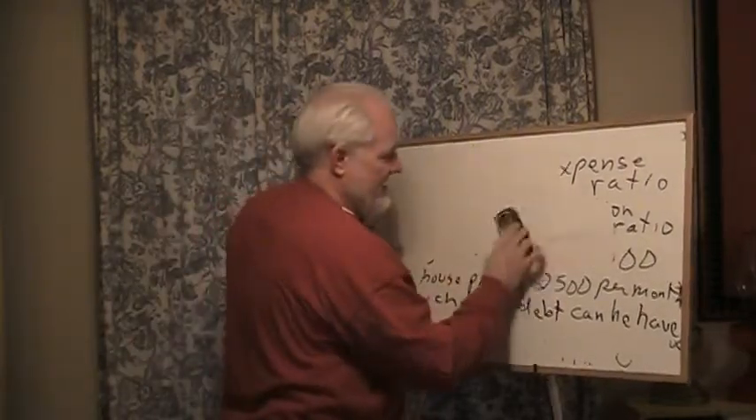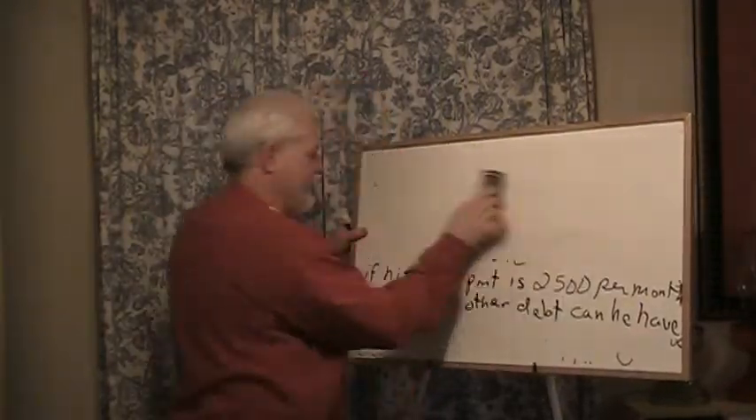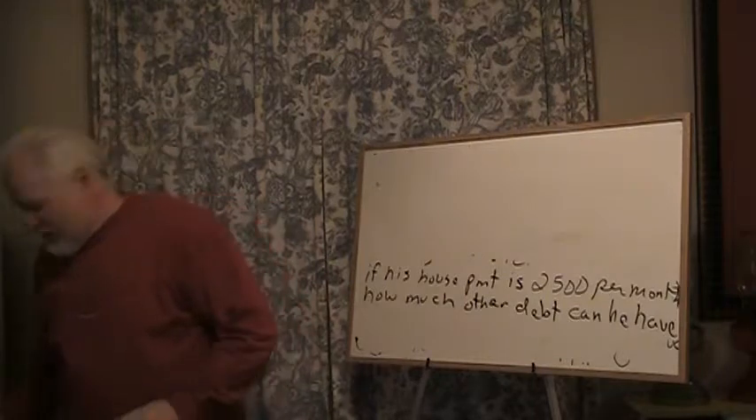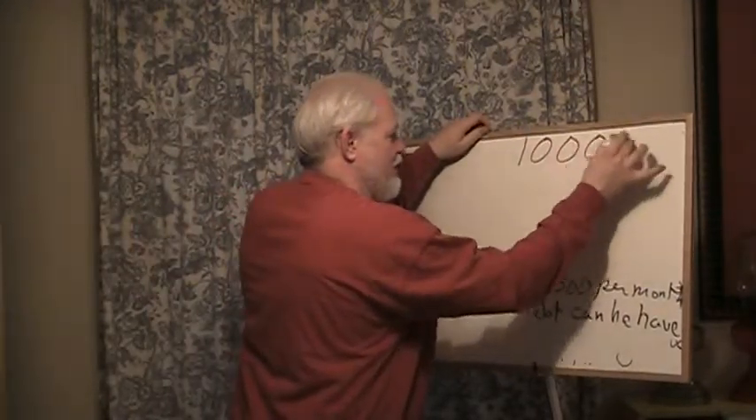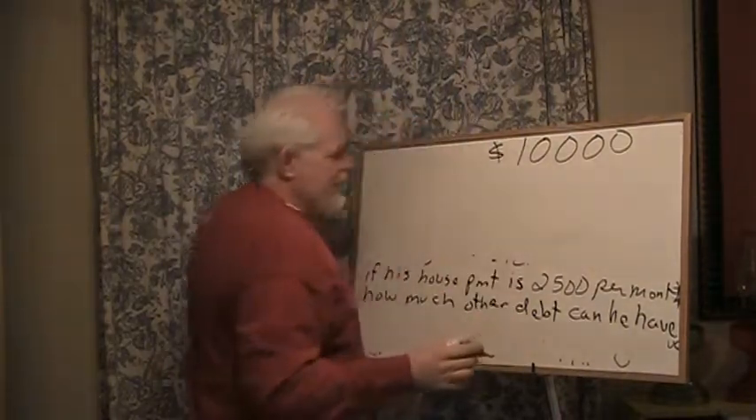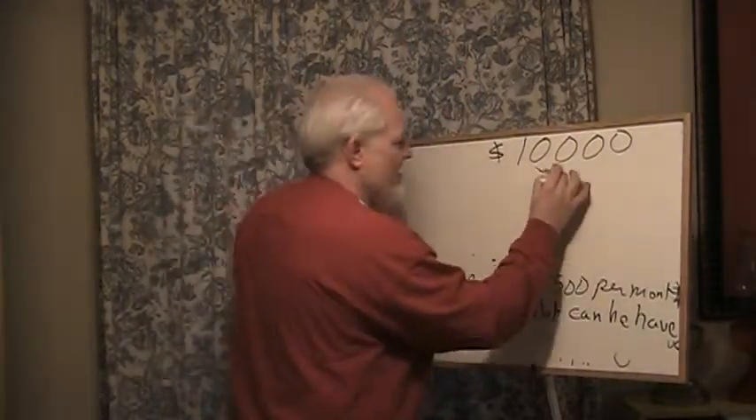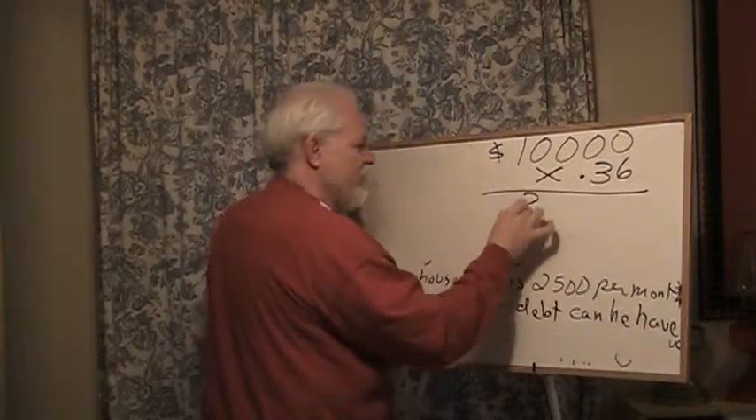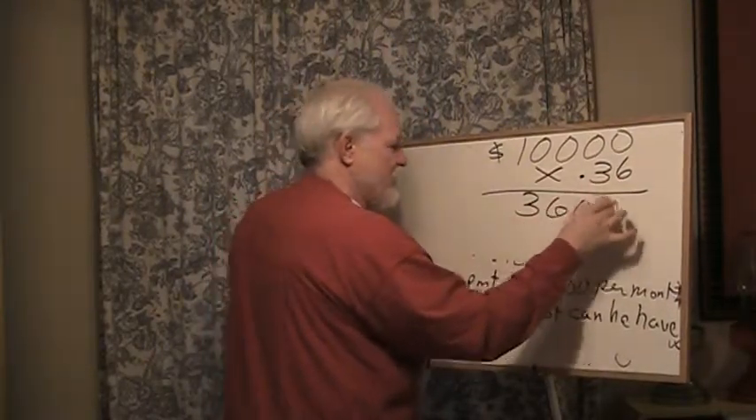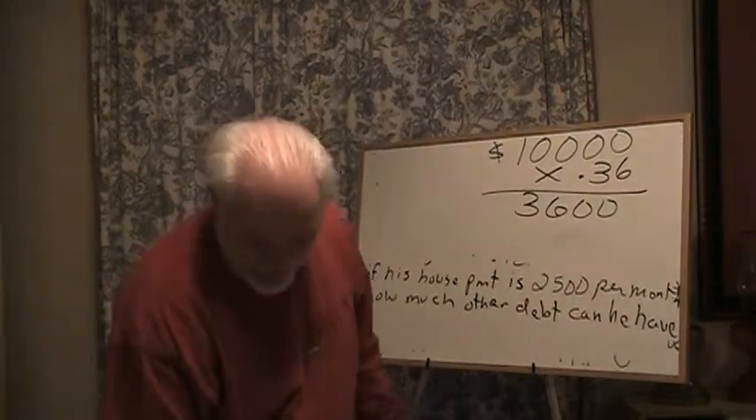Now he's making $10,000 a month. That's his income, him and his wife, gross income, making $10,000 a month. Well, 36% of that is $3,600. Hold on, let me use a calculator to make sure I got that right.